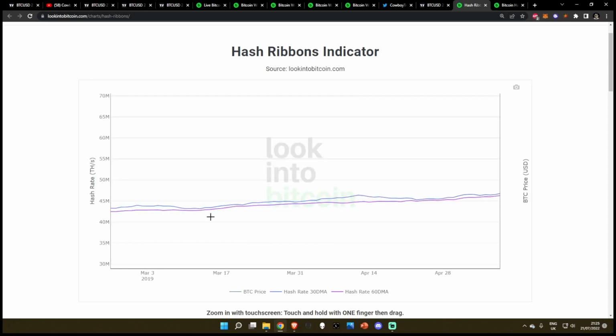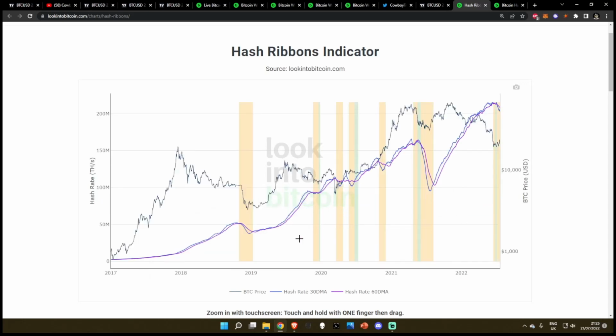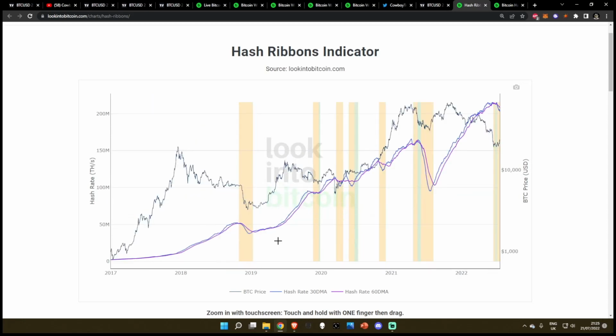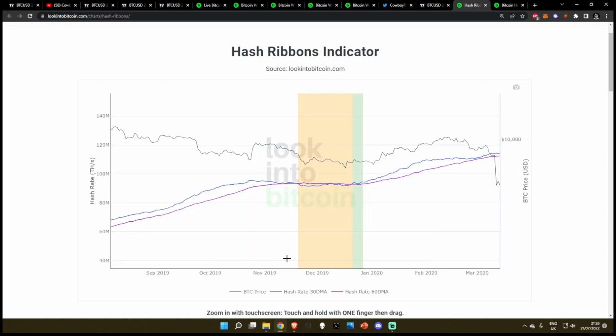On other indicators, you can zoom in and you can see that they almost flipped bearish, and on some instances they did, but it didn't fire. It needs a good 24 to 48 hours being flipped before it will fire this indicator. So the first time the hash ribbons flipped, it perfectly called the bottom. Let's see what happened the next time that it flipped.